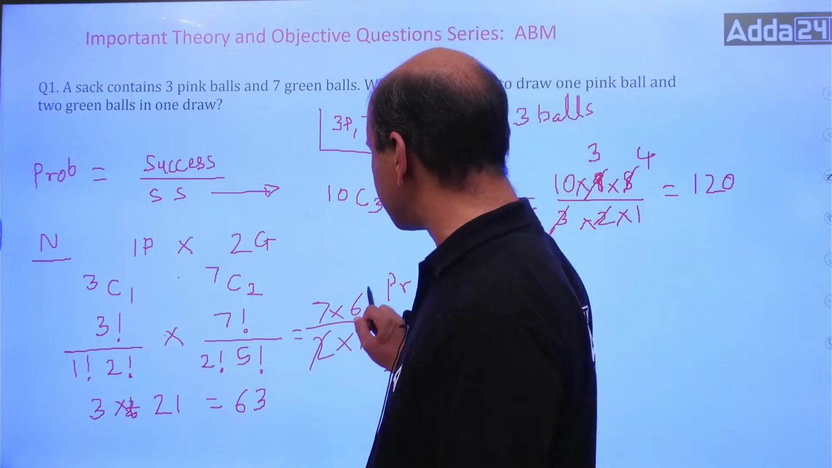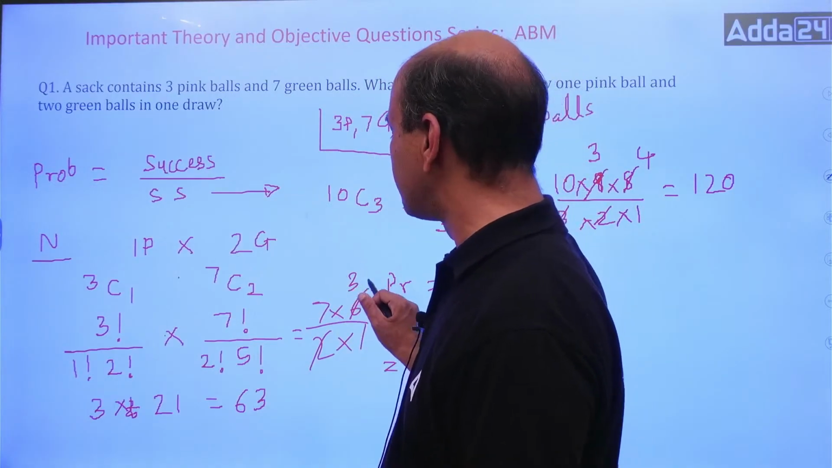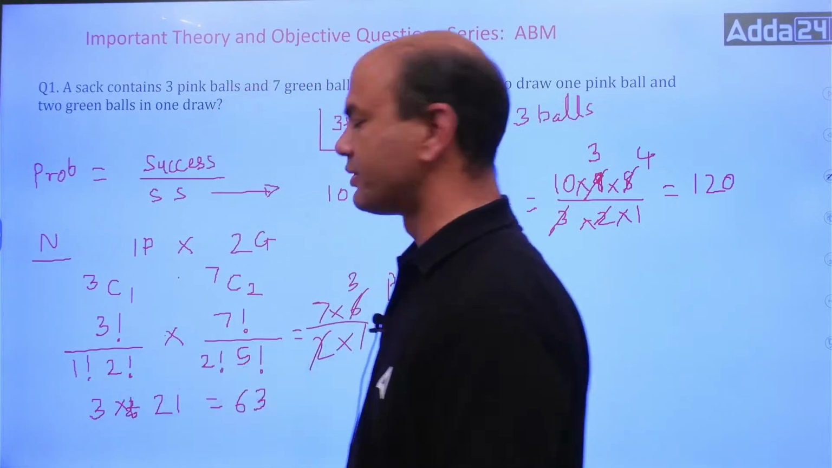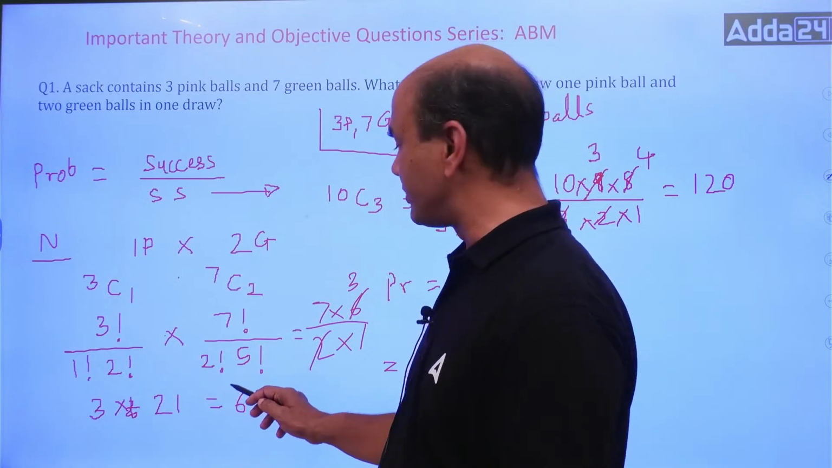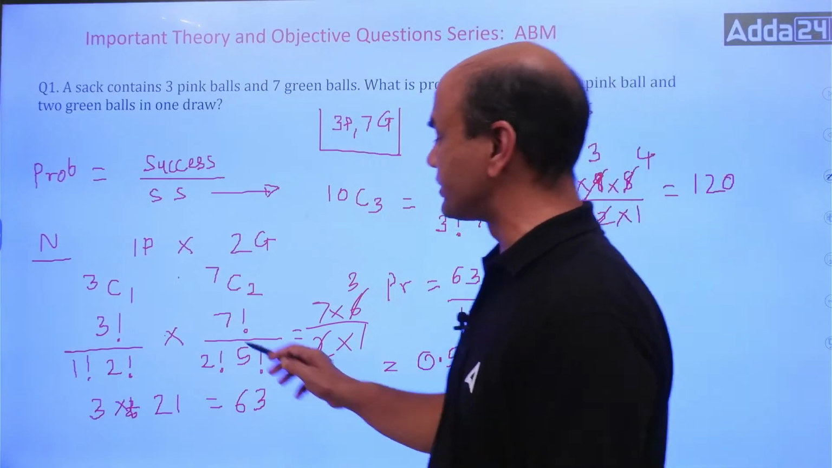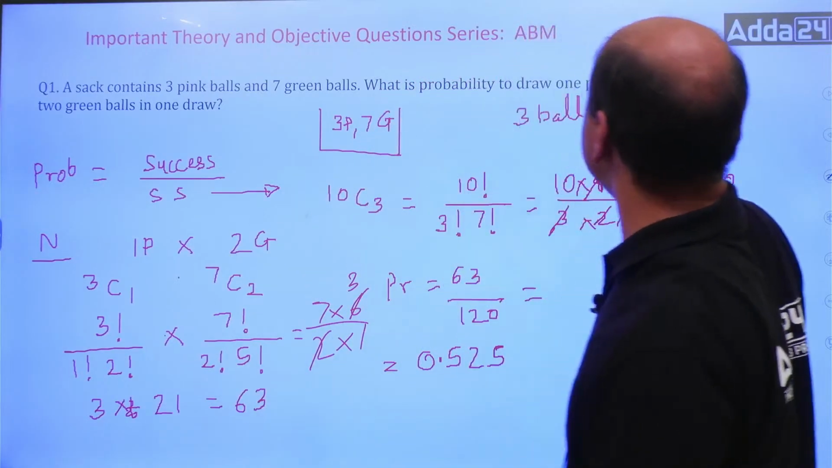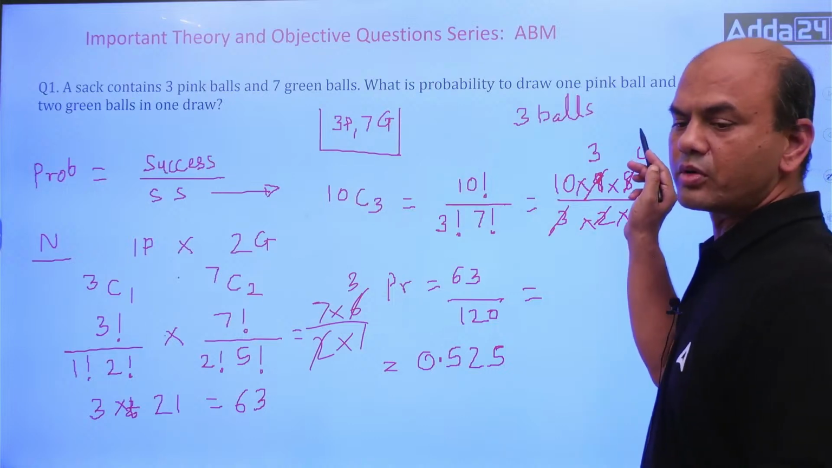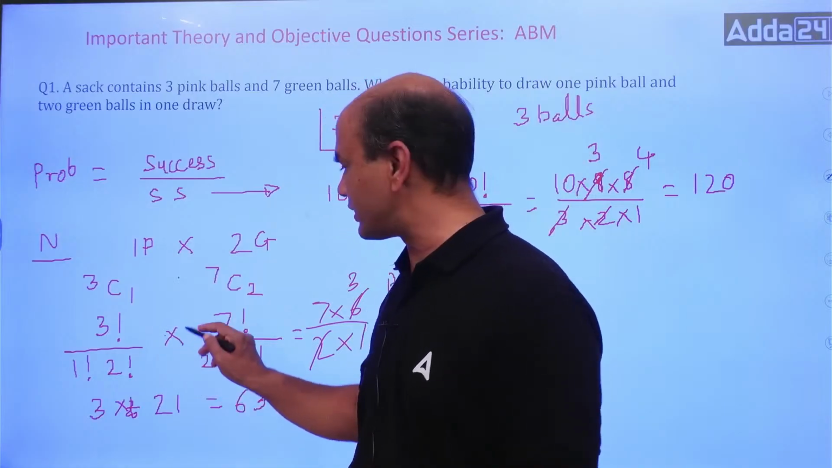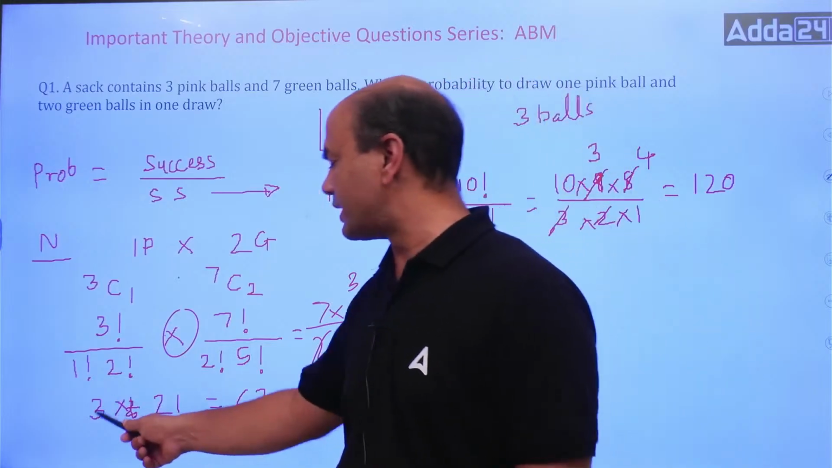So 2 ones are 2, 2 threes are 6, 7 threes are 21, right? This answer is 21 over here and this answer is 3. So 3 into 21 becomes 63. So your answer is 63. This is success because you require and, multiply. If they would have asked you or, meaning 1 pink or 2 green balls, then it would have been plus. Whenever there is or, you always add. Whenever there is and, you always multiply. So here I will multiply 3 into 21, 63.